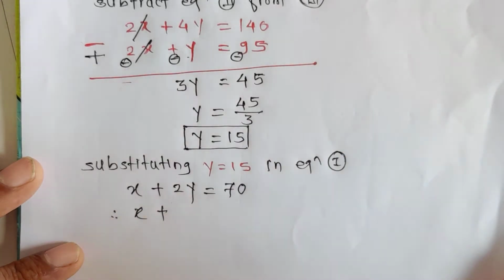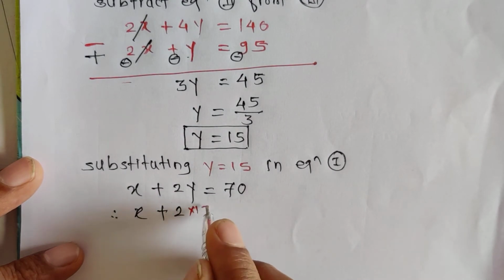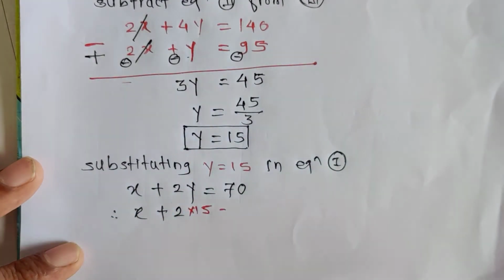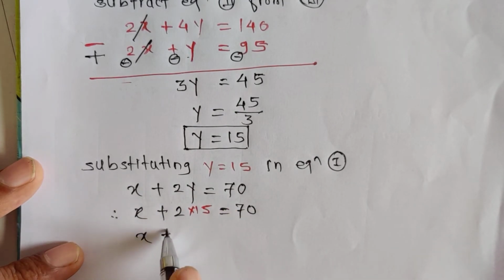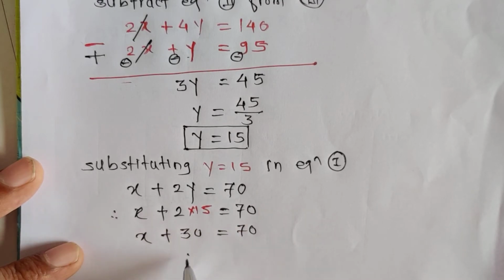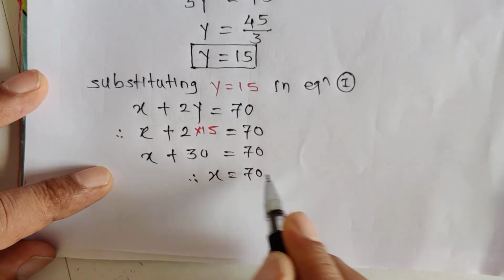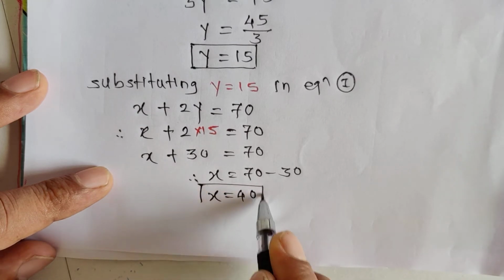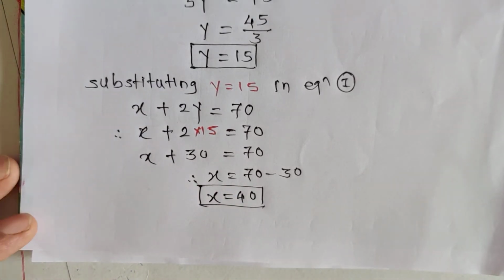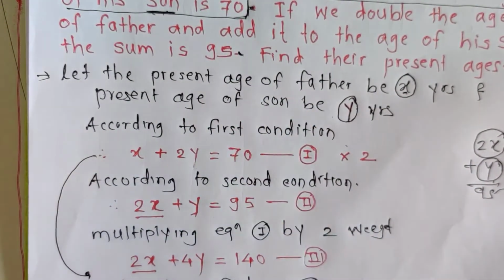X plus 2 into 15 is equal to 70. So we get x plus 30 is equal to 70. Therefore x is equal to 70 minus 30, x is equal to 40. Now here we get the value of x and y. But what is x? X is the father's age and y is son's age.